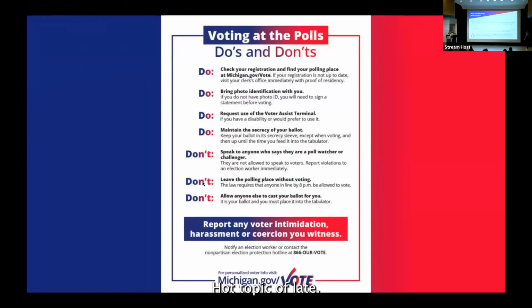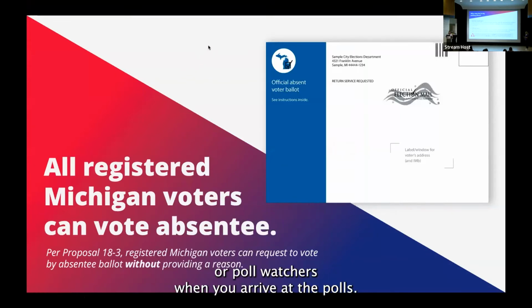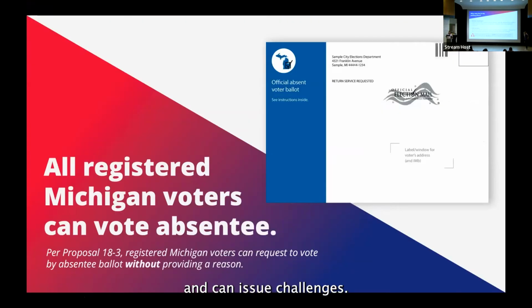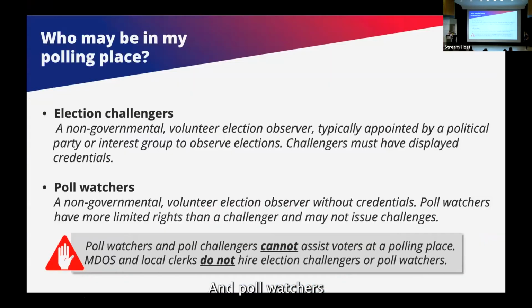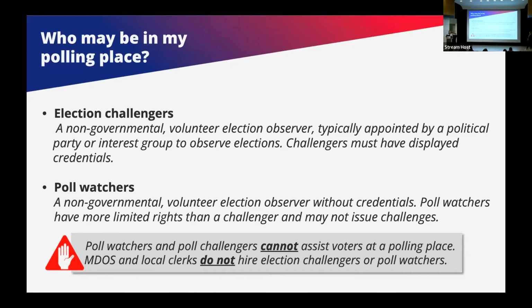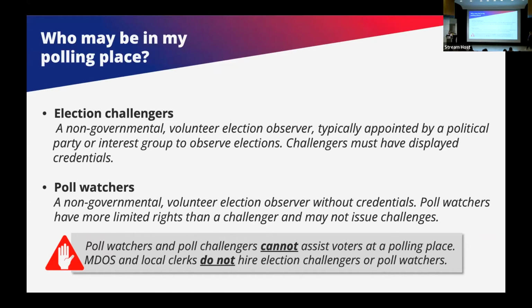Hot topic of late, you might also see election challengers or poll watchers when you arrive at the polls. So election challengers are credentialed, often appointed, and can issue challenges. And poll watchers are generally members of the public who want to observe the voting process. Neither is allowed to speak to voters or disrupt the voting process in any way. We'll go over these in more detail in a second, but the important takeaway here is that they are in the mix as a normal part of the election process, and they're there to witness the integrity of the election.